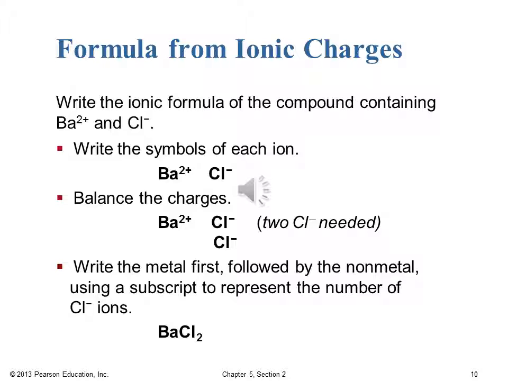All right, so again, summarizing with one final example here, we have the challenge to write the ionic formula of the compound containing barium 2+ and chloride 1- ions. We have the symbols, Ba2+, Cl-, balance those charges. If there's the 2+ from the barium, we need 2 -1s of the chlorides. And then we would write the metal first. We don't show a subscript after the metal of 1 if there's just 1. Anything else we would show. And then we write the nonmetal second. And in this case, we need 2 chloride ions to balance out the 1 barium 2+ ion.